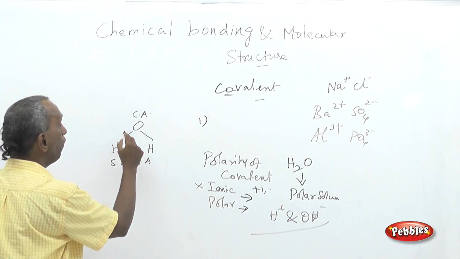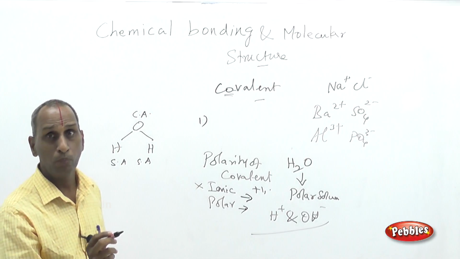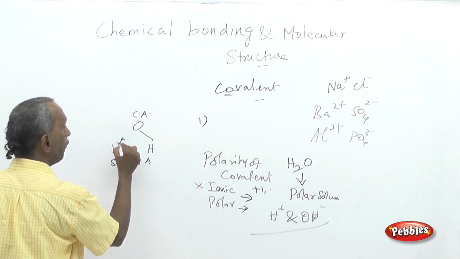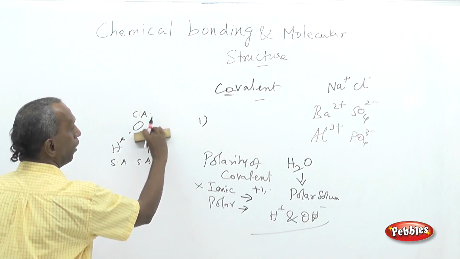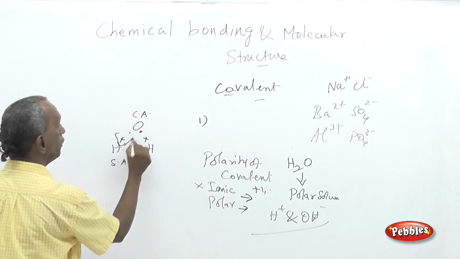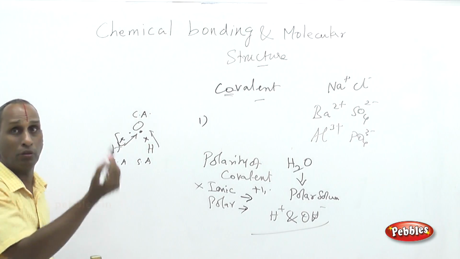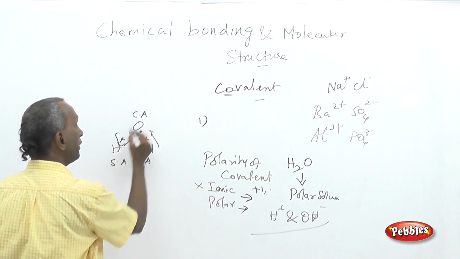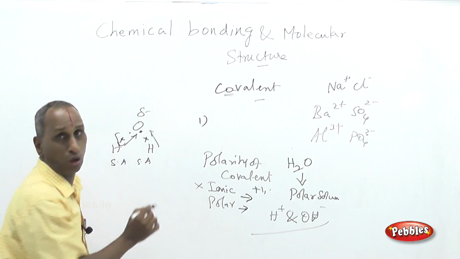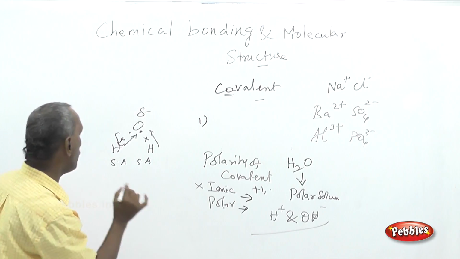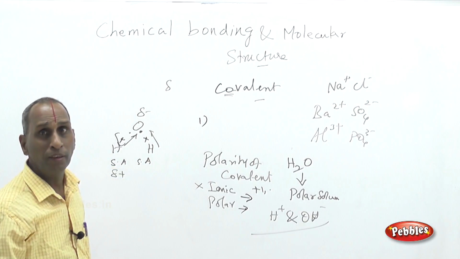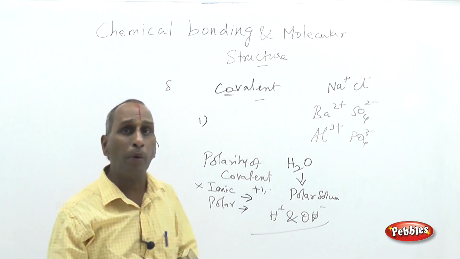But oxygen is more electronegative than hydrogen. This line represents one electron each coming from oxygen and hydrogen. But since oxygen is more electronegative, it will tend to attract hydrogen's electron. So hydrogen's electron goes to oxygen, meaning oxygen becomes slightly negatively charged. It is not fully negative. Hydrogen becomes slightly positively charged. This is called the Greek letter delta. Delta stands for the fractional charge.